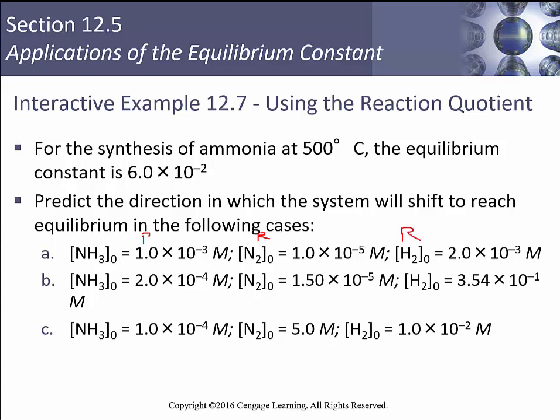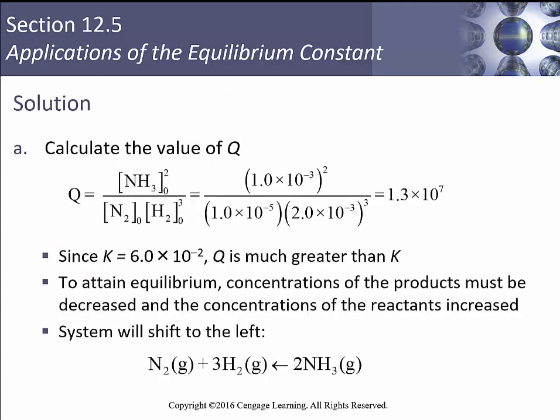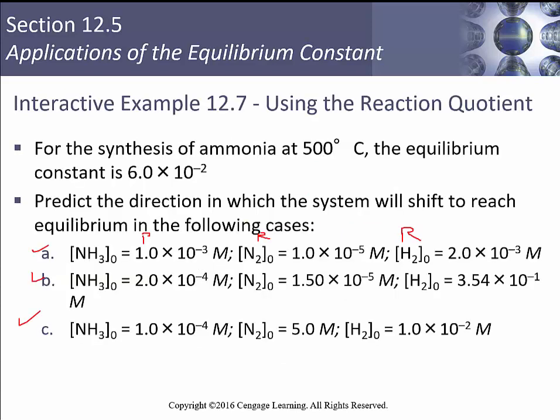Right? So three different conditions for our products and our reactants. Which way is it going to shift? Well, to do that, we're going to need to calculate the value for Q, which is just products over reactants. So in case number 1, we're going to plug in the concentration of the ammonia and the concentration of the nitrogen and the concentration of the hydrogen, right? Making sure to raise to the appropriate exponents based on the stoichiometric coefficients, right?